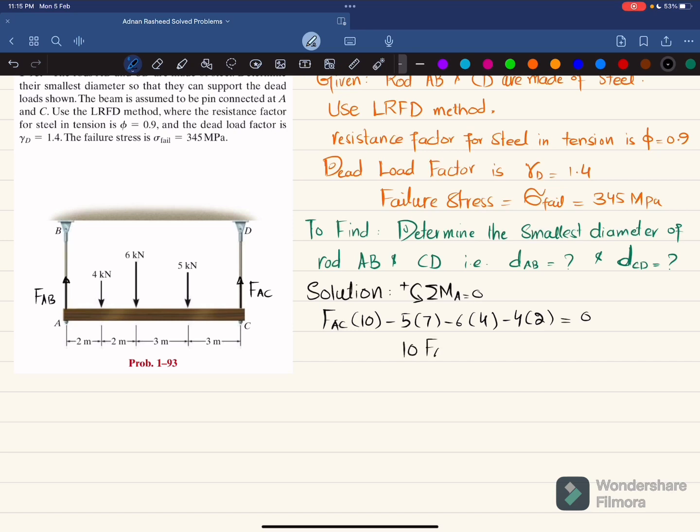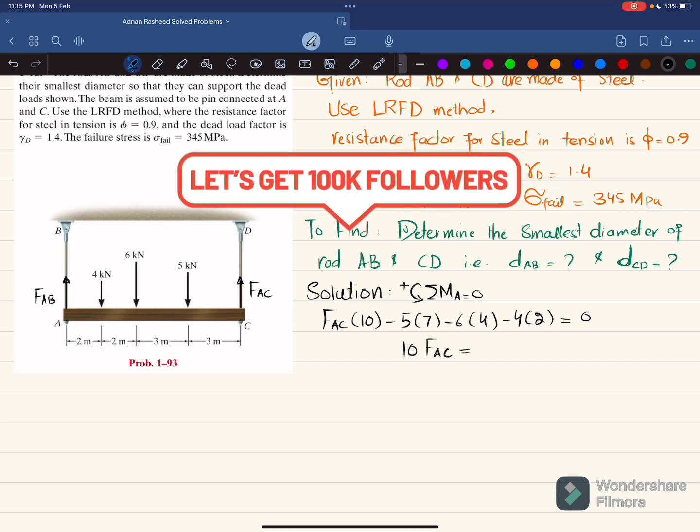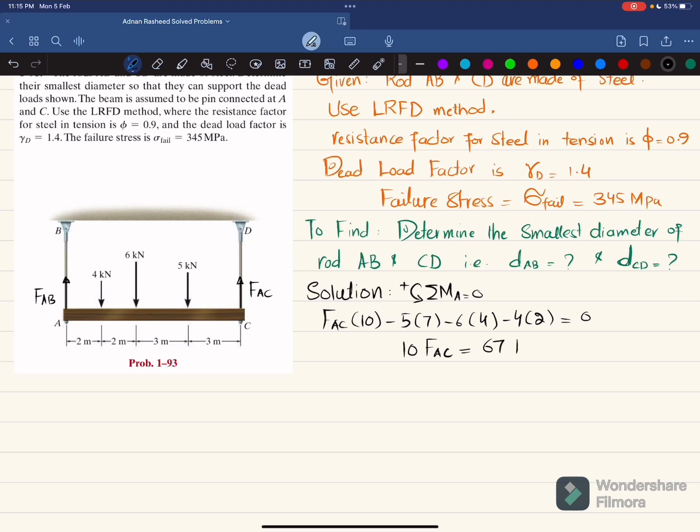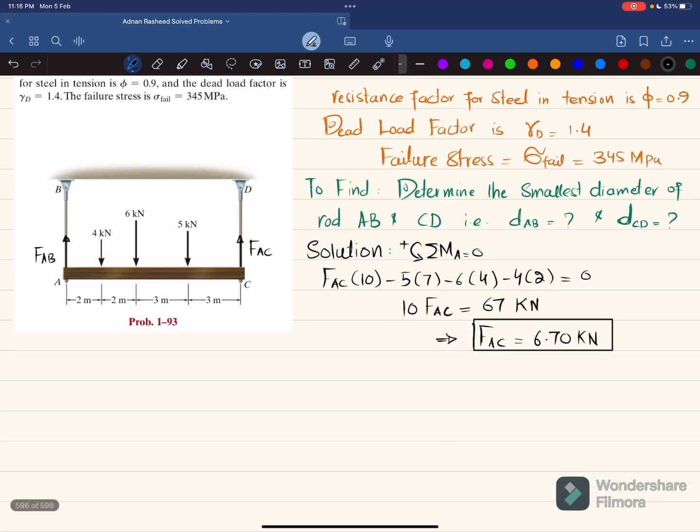So we will get 10 FAC is equal to 67.67 kilonewton. And from here, this FAC will be equal to 6.70 kilonewton. Now this is FAC, so we can find FAB by using another equation of equilibrium, that the sum of all moments about point C is equal to 0, and taking the counterclockwise moment.